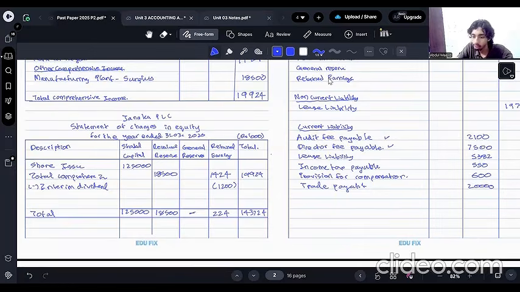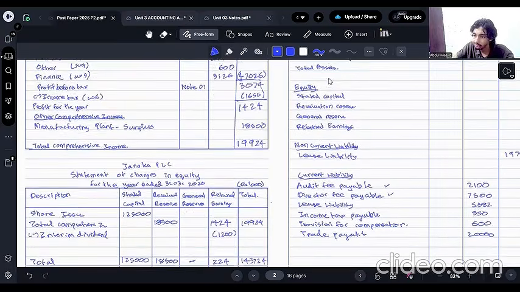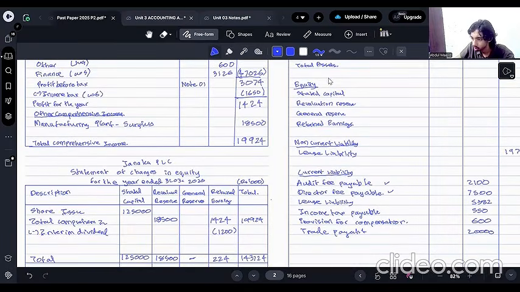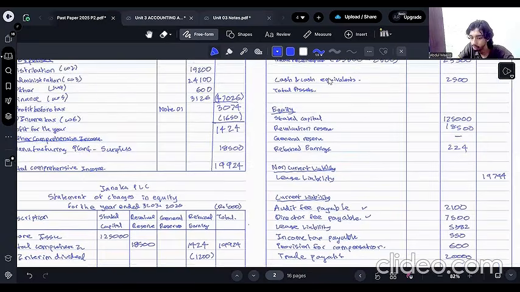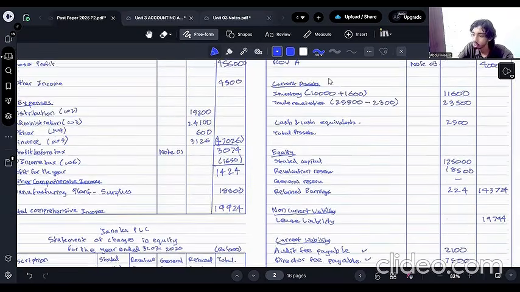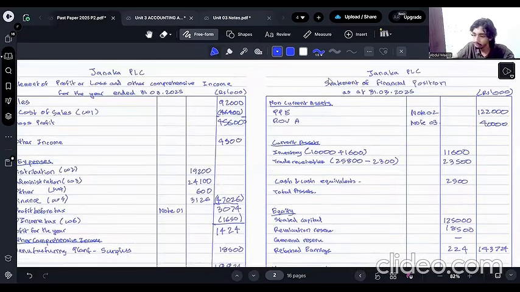Then you can record your stated capital as 125,000, revaluation reserve 18,500, general reserve 0, retained earnings 224. Then your total equity 125,000 plus 18,500 plus 224, that is 143,724. Then now you can balance it off.